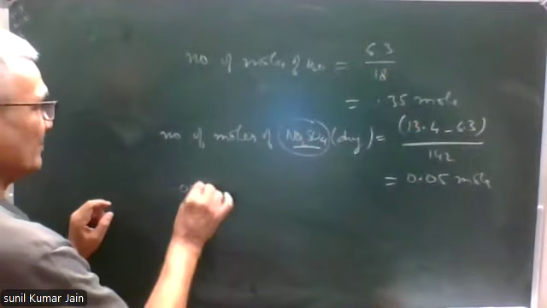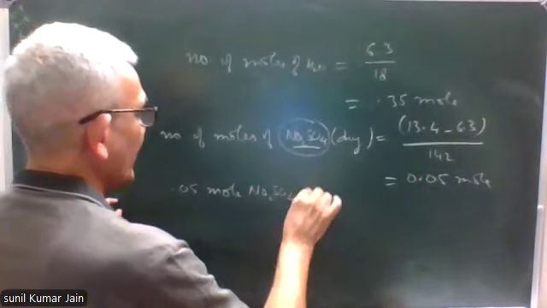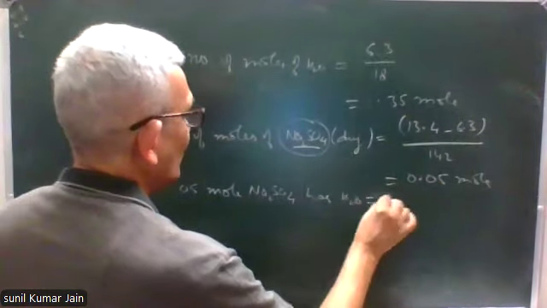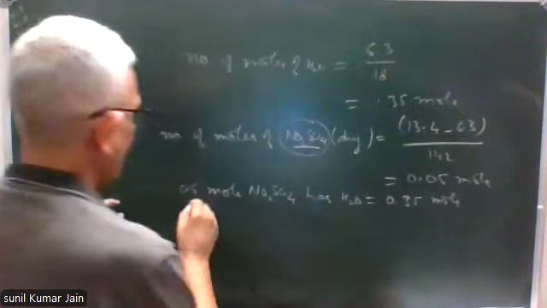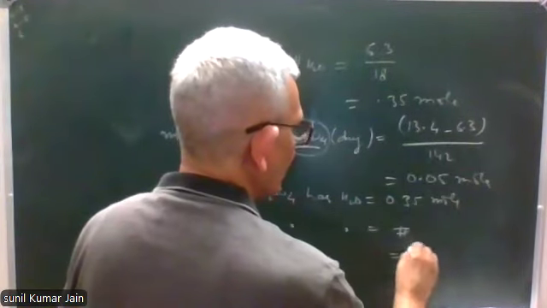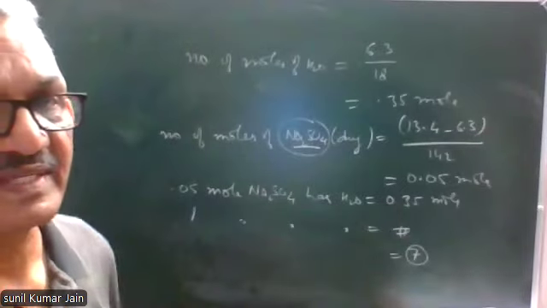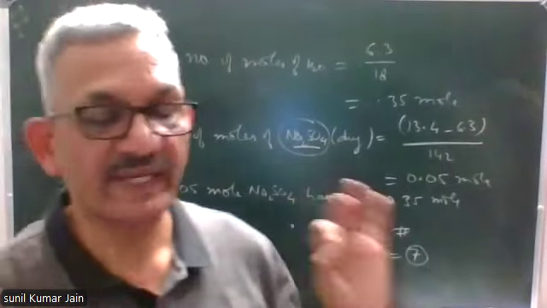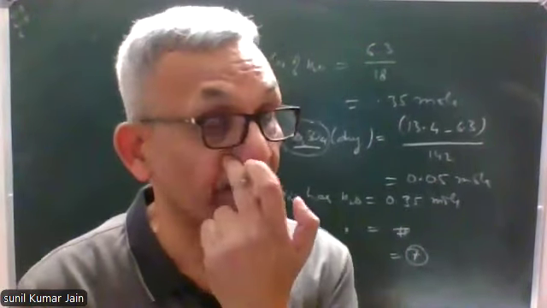So 0.05 mole Na2SO4 has water equal to 0.35 mole. 1 mole has how much? When you calculate, this will come out to 7. It means the formula of the compound is Na2SO4 dot 7 water. So the value of X will be 7.